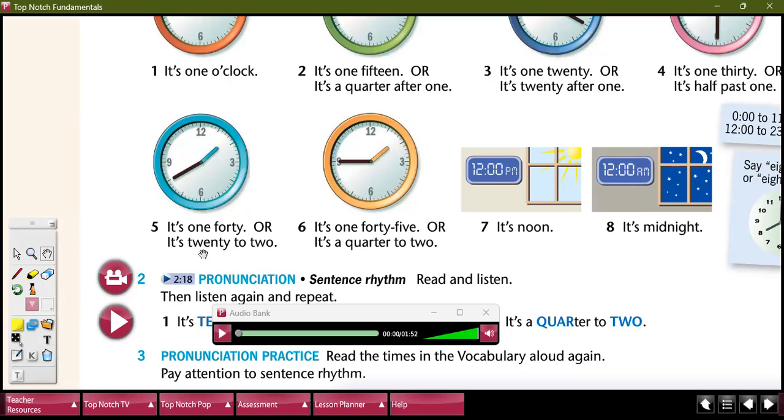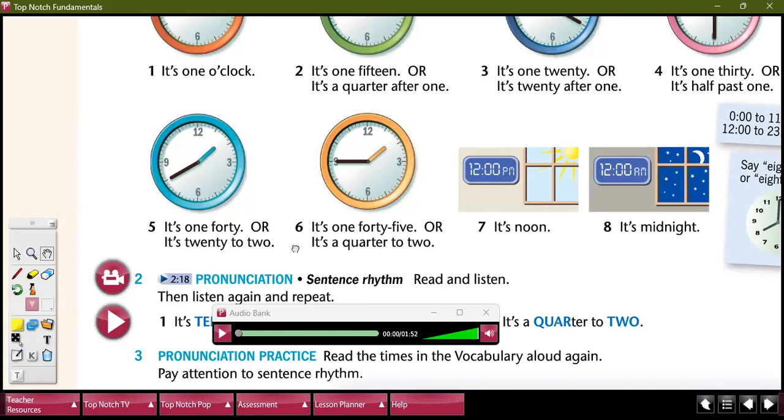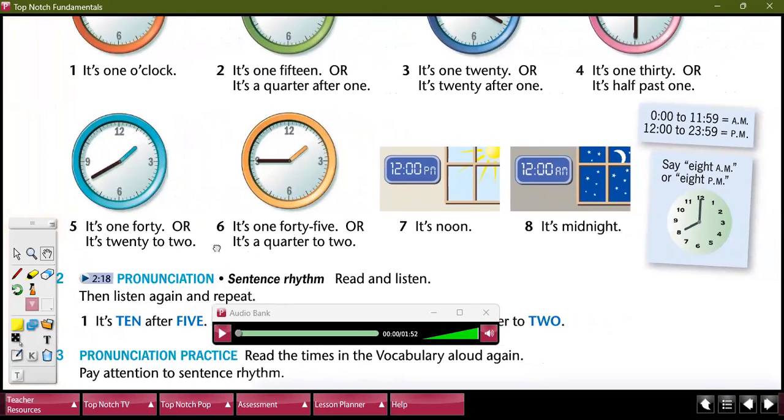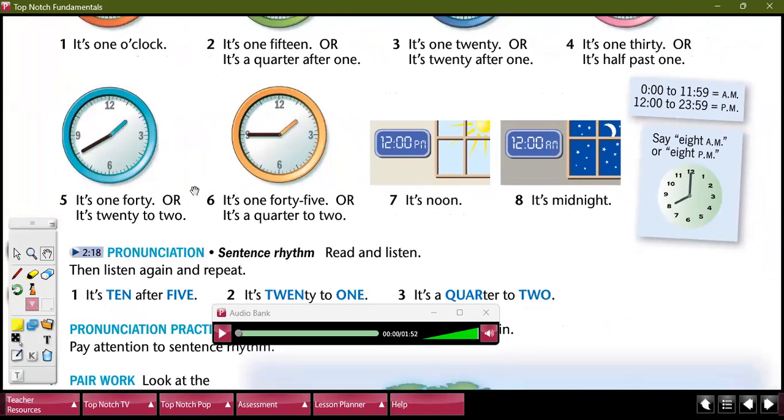22. Ahí puede ser 20 o 22, ahí es opcional. Right? It's 22. It's 22. Okay? Same pronunciation. ¿Cómo se pronuncia? 22. Okay, it's 1:45. It's 1:45.